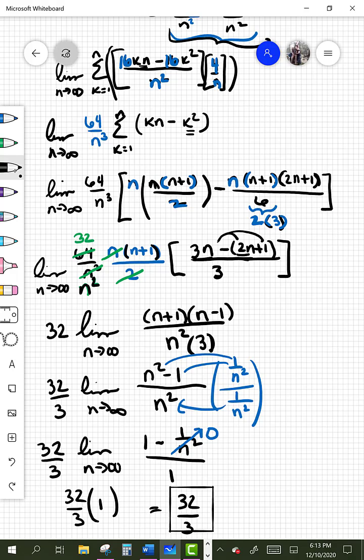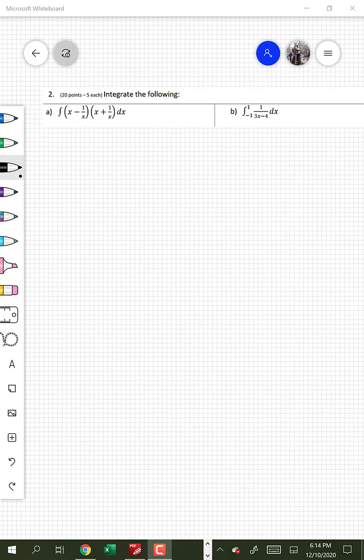Okay, so each piece was worth 10 points, so problem 1 was worth 20 points total. Problem number 2 has 4 parts, each worth 5 points. It's straight integration, so integrate as follows.